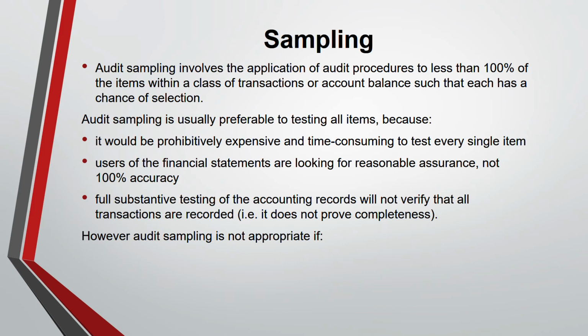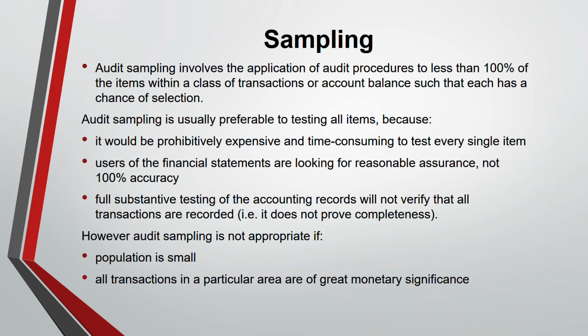Now, but audit sampling you cannot use for each and everything. In some situations you cannot use audit sampling. It might not be appropriate if, number one, the population is small. If your population is very small, then definitely a sample will be even smaller, so there is no need. You can take the whole population rather than taking a sample. Then, all transactions in a particular area are of great monetary significance. If in a particular area only, not all the areas, the transactions are of a high monetary value, you cannot use audit sampling for that area. You need to check each and everything because the monetary value is high. Third, the population is non-homogeneous. Non-homogeneous means they are not identical. Everyone is different. So in that case, sampling will not be a good thing. You cannot do audit sampling.